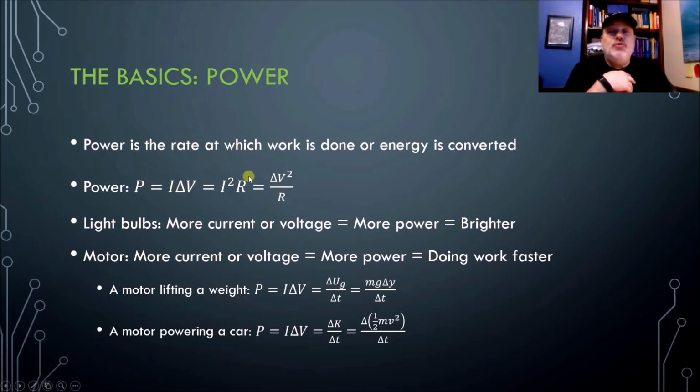But if you use Ohm's law, you can create these other two. These two are not on the equation sheet, so you have to memorize them. Power relates to light bulbs. The more current or voltage we have across the device, the more power it has and the brighter it will be. So if we have more current through the bulb, it'll have more power.